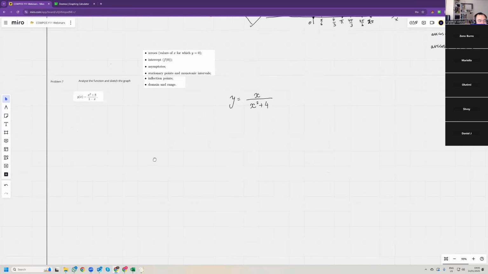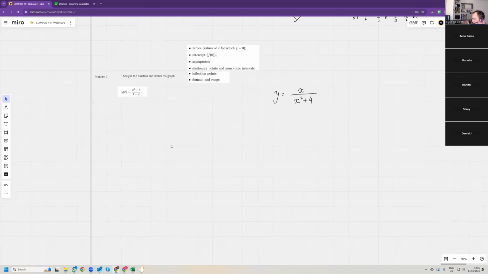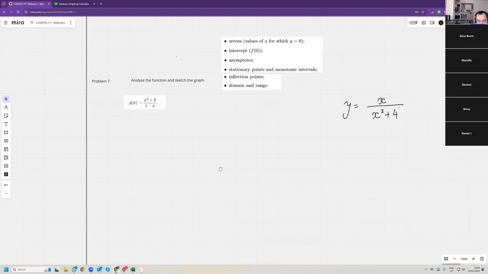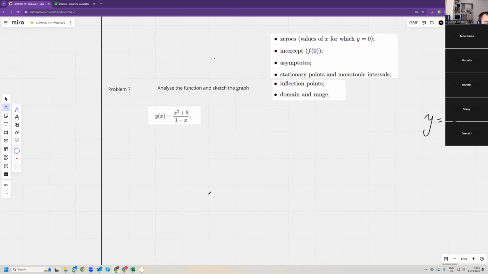All right, moving on. Finally, we get to the point where we need to investigate the function and sketch the graph. I'm going to show you how I do it normally. You don't have to do it the same way. You want to find the zeros, the y-intercept, the asymptotes, the stationary points and monotonic intervals, the inflection points, and the domain and range. You don't have to do it in that order. So, domain.